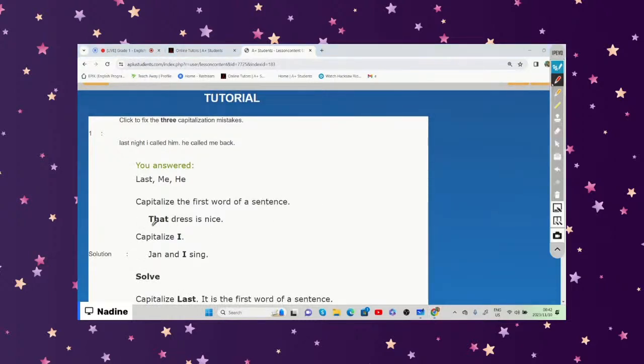So that word, that, the first word needs to be capitalized. And then we also capitalize I, that is literally just on its own. Or, for example, Jane and I, Ethan and I, we capitalize it.